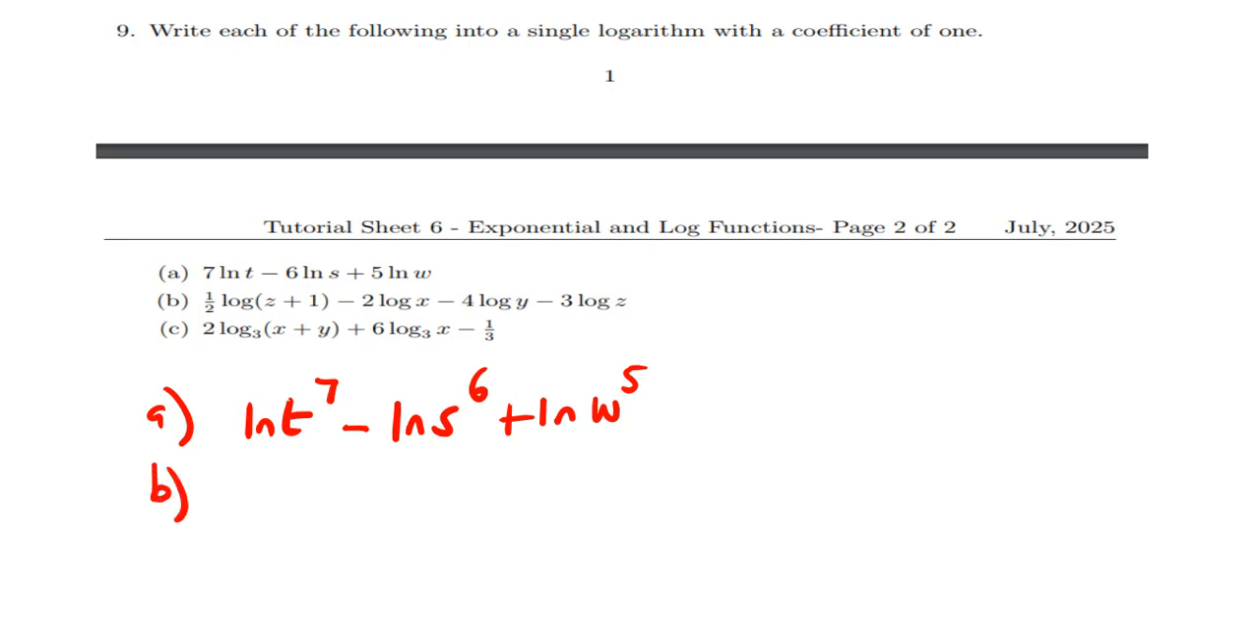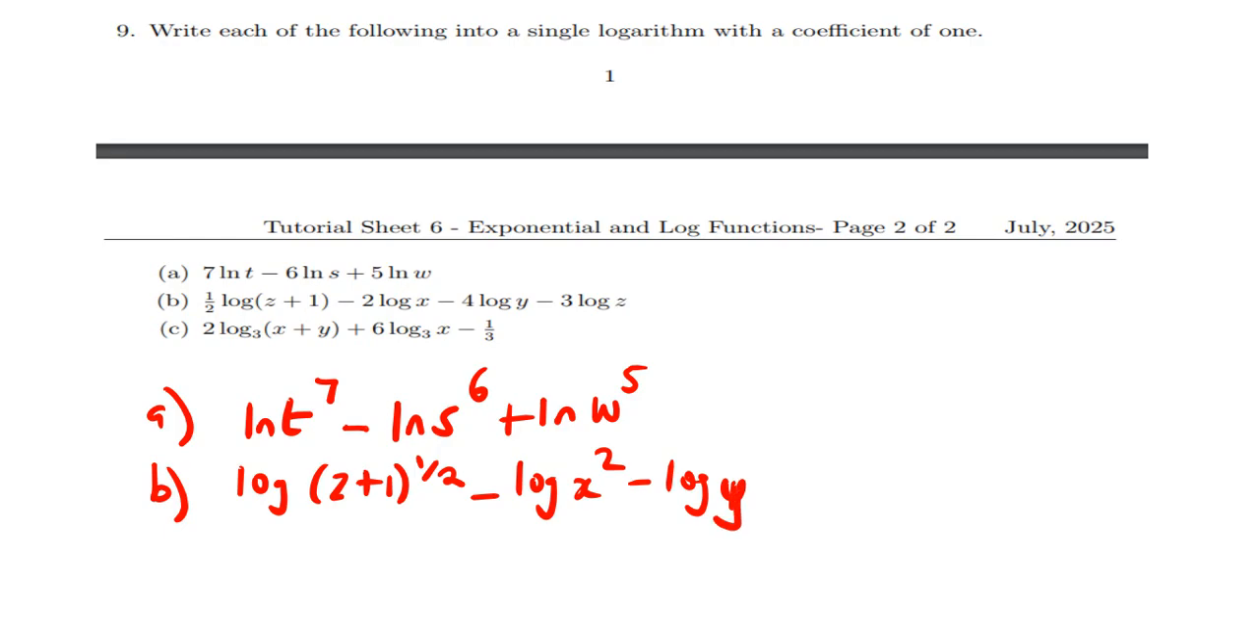For b, what am I going to write? I've got a log of z plus 1. What is the power? It's half. It's going to go back. Minus, I've got the log of x. The 2 is going to go back. Minus, I've got the log of y. The 4 is going to go back. I've got minus log of z. The 3 is going to go back. The coefficient throughout is a 1.